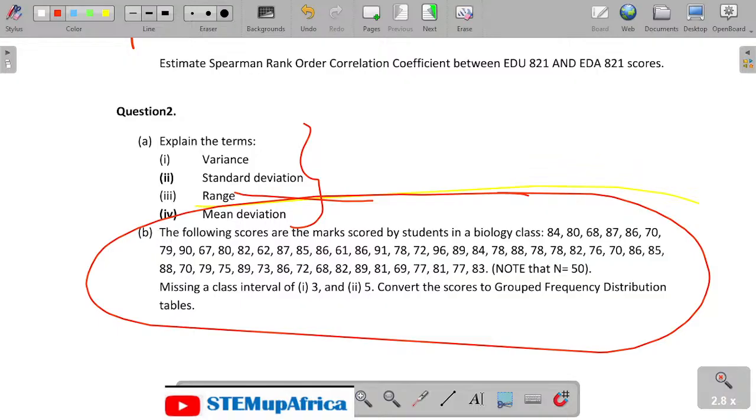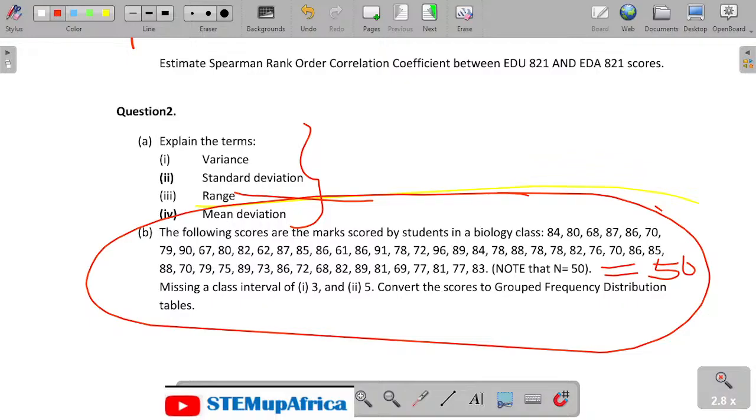Now, say these following scores are the marks scored by students in a biology class. 80, 84, down to 83. Note, say n is 50. That means if you count all these numbers here, starting from 84 as 1, 80 as 2, 68 as 3, everything will give you 50 at the end of the day. If you count all the numbers, you're going to have 50. That is the n they gave to you there.